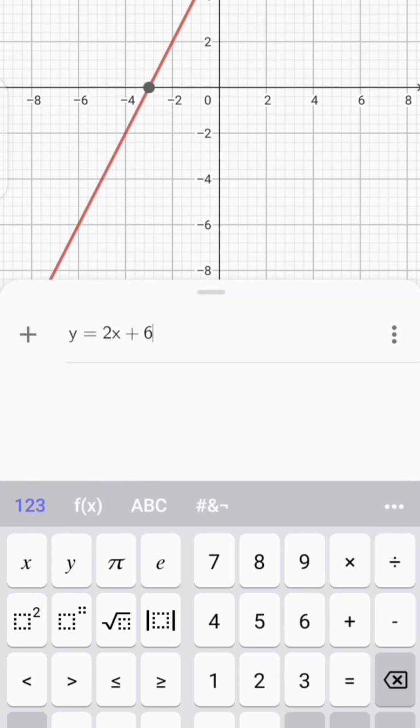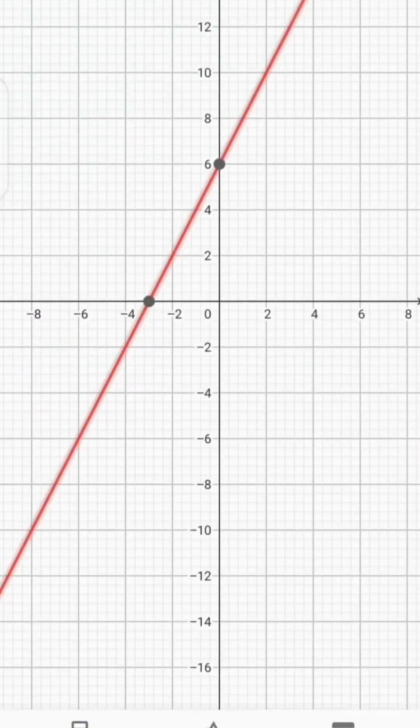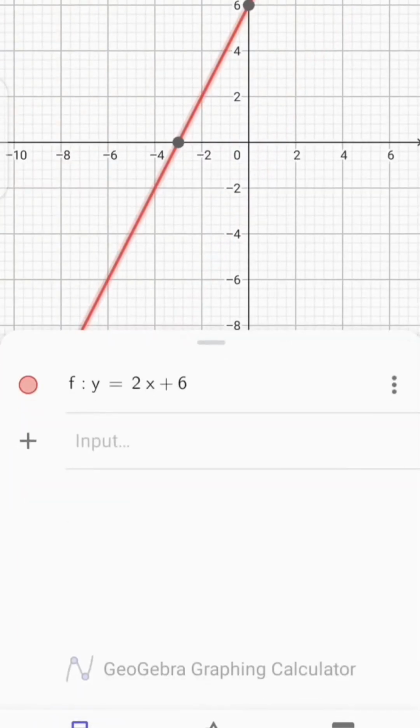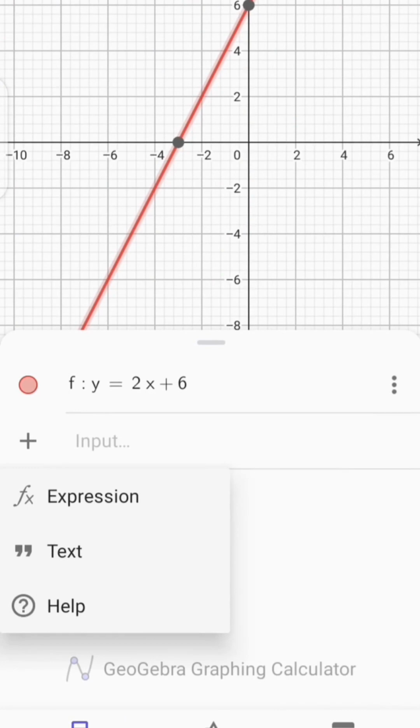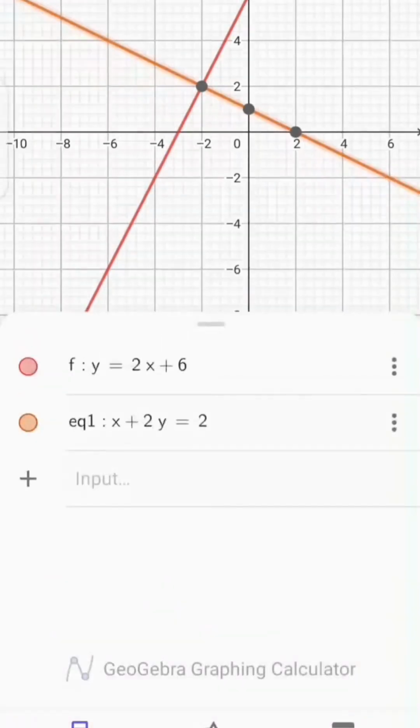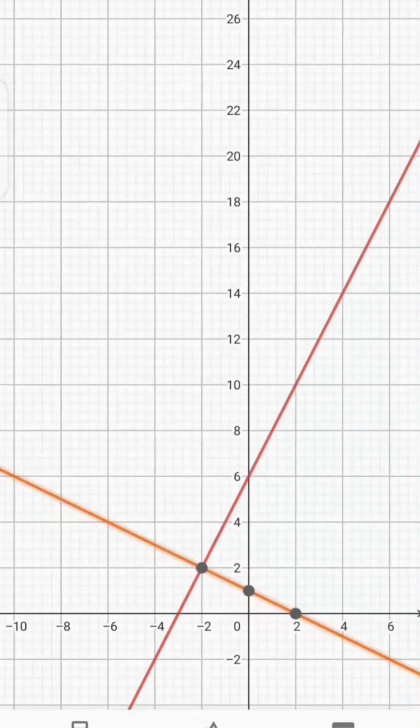Now you can see the equation of that line in red. And the black dots are actually showing the intercepts of the line. This is going to be for another day. Now the second equation, we go to the same algebra again, then click on the plus sign to input the second equation, click on expression. The second equation is x plus 2y equals 2. The second equation has been drawn also. The color for that is orange.